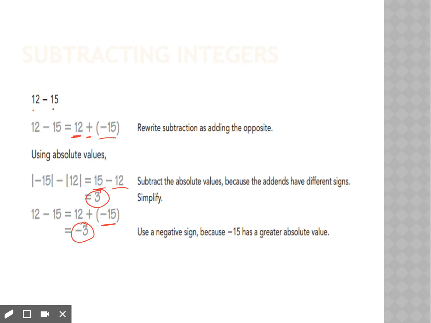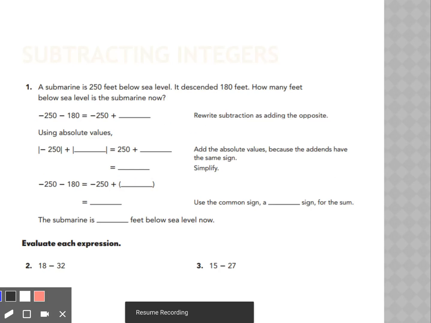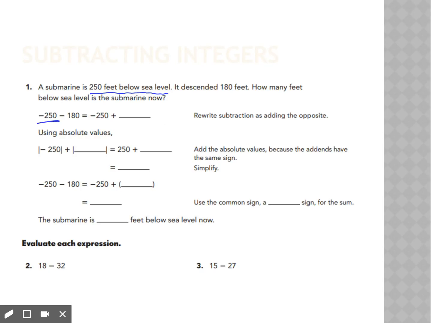So I highly recommend when you're doing subtraction of integers that you go back and look at your notes for adding integers after you change it to an addition problem so that you're using all of the right steps. So let's do some sample problems. Here's a word problem they give us. The submarine is 250 feet below sea level. So below sea level, that's a negative integer. It descended 180 feet. Again, descended means going down. So that's where they get minus 180. And how many feet below sea level is the submarine now?